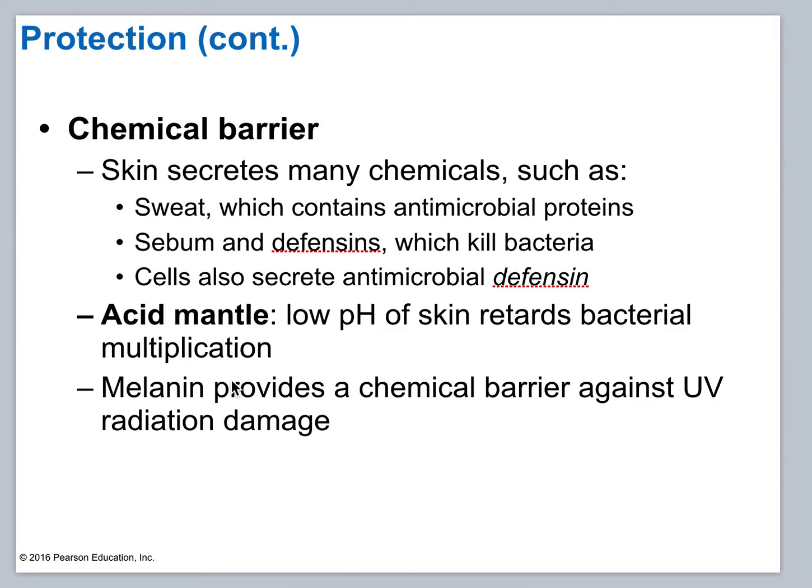It's a chemical barrier because it has chemicals, like in the sweat, there are antimicrobial proteins that help fight against and kill bacteria. The pH of the skin retards bacterial multiplication. The melanin provides a chemical barrier against ultraviolet radiation damage. So the skin has several mechanisms for chemical barriers to protect the body.